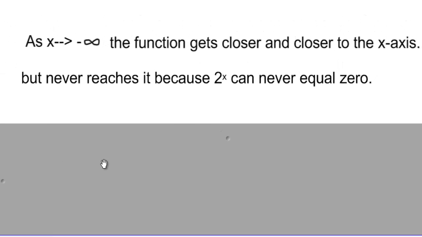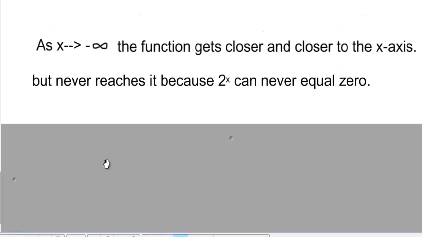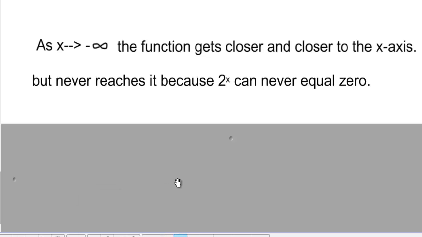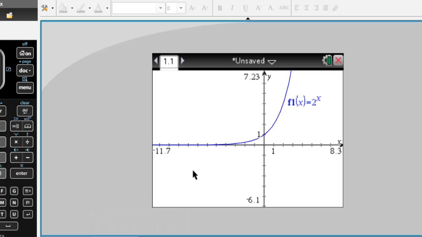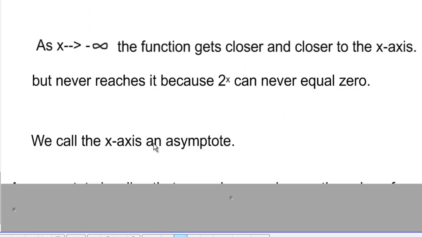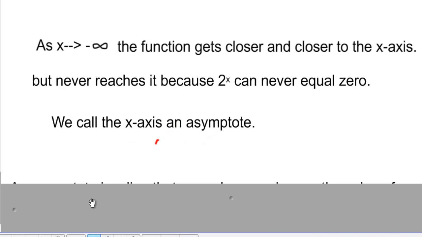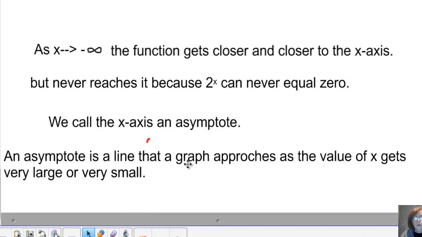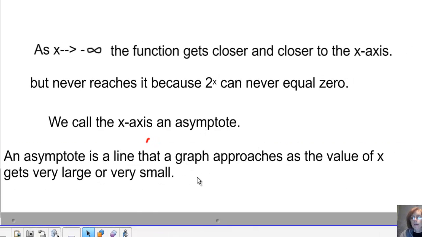Notice that as x approaches negative infinity, the function gets closer and closer to the x-axis, but it never reaches it because 2 raised to the x can never equal 0. As x approaches negative infinity, the graph gets closer and closer to 0, but never reaches it. In this case, we call the x-axis an asymptote. An asymptote is a line that a graph approaches as the value of x gets very large or very small.